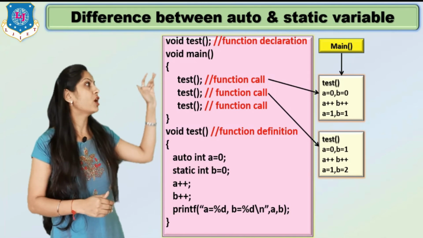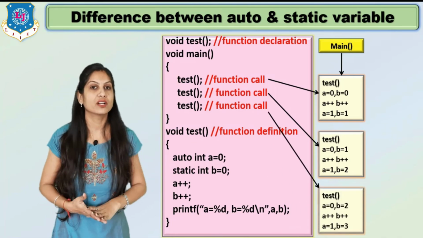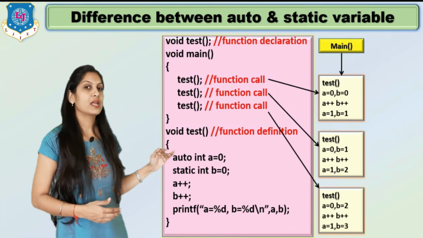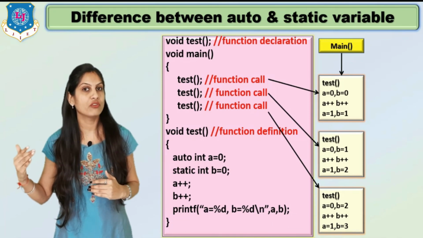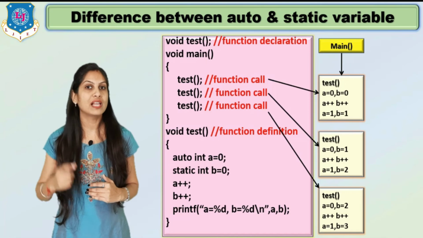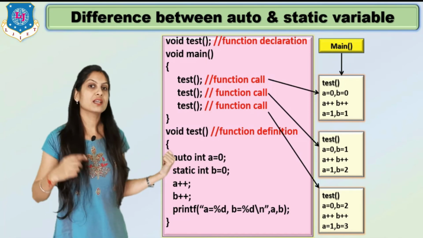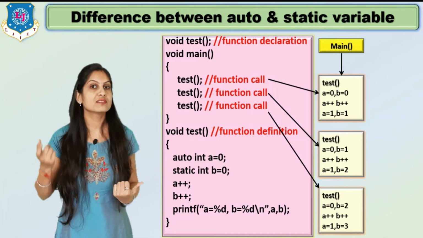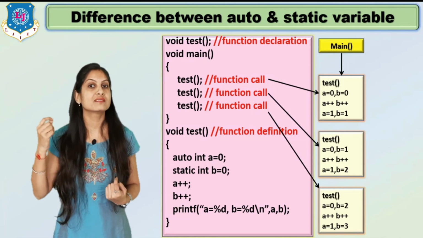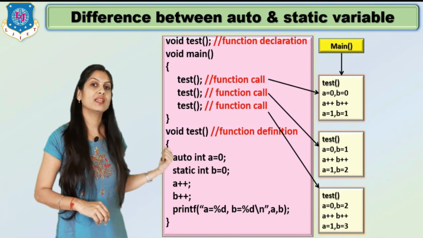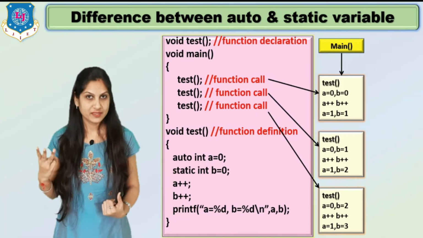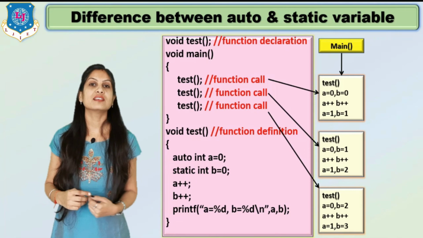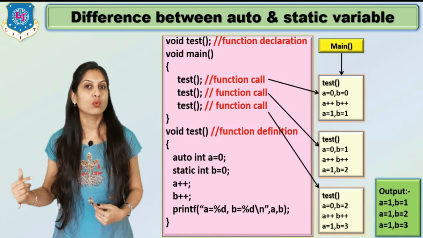Now come back to void main, and the third time the function is called. So the third time, auto integer a equals 0 means the previous value of a will be destroyed and the new value is 0. In static, b is 0 but it retains the previous value, so b is 2. And now increase both values, so a becomes 1 and b becomes 3. So our final output is a equals 1 and b equals 3.